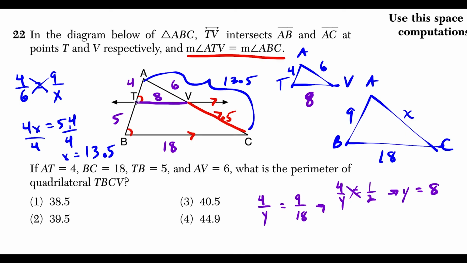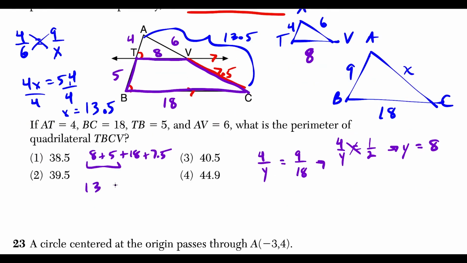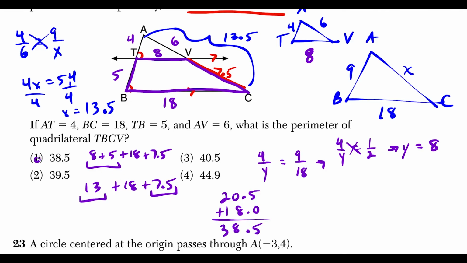But now the perimeter of this thing, we just have to add these 4 sides up. So now we do that. We have 8 plus 5 plus 18 plus 7.5. So now these two are going to make 13, and we have plus 18 plus 7.5. If I was doing this without a calculator, I would add those two, and that's going to make 20.5 plus 18, and I'll just put a 0.0 here. So now this is going to work out to 38.5, choice 1.